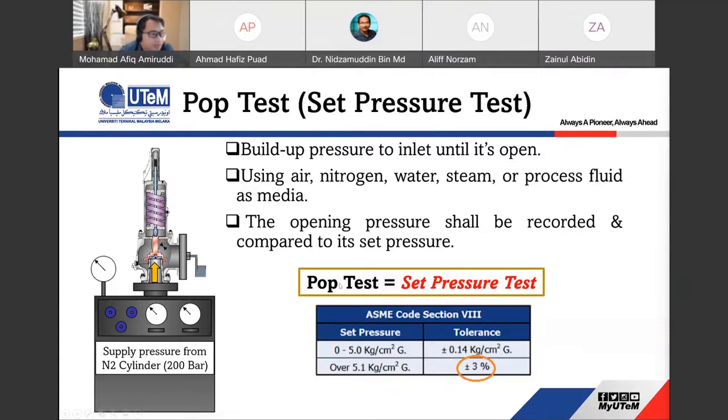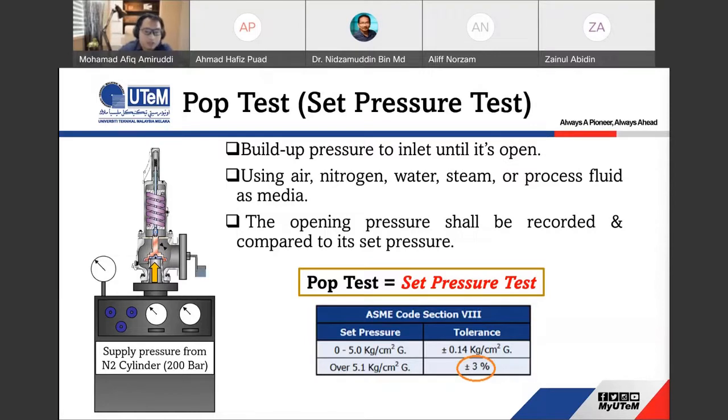Pop test refers to the sound of a pop. If you listen carefully, when the pressure is released from the disc, it produces a pop sound, a little bit of an explosion sound, but not very loud. We call it a pop, and that's why we call it a pop test. Pop test is equal to set pressure test. So if the pop happens beyond the set pressure, it means this PRV has failed.